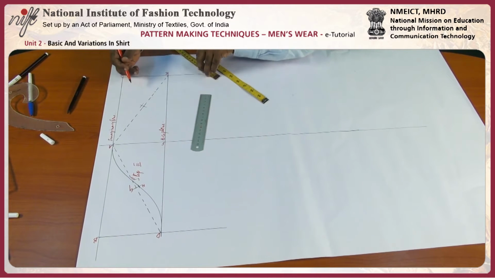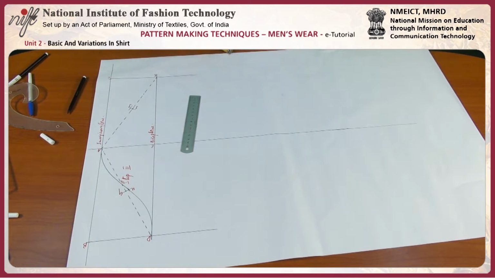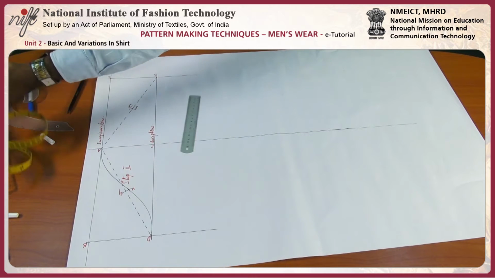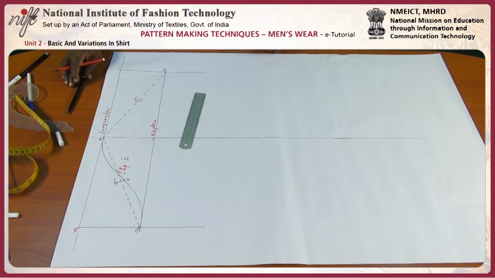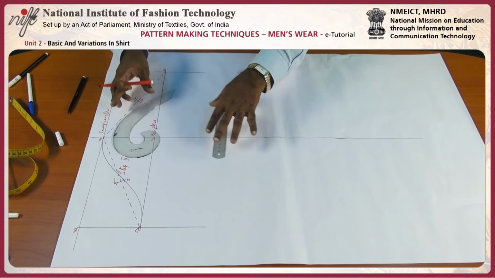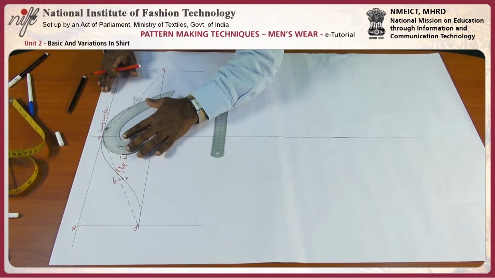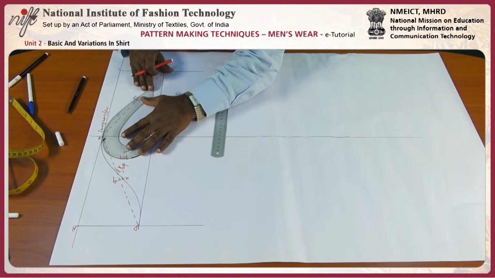This will be I and J. Draw the back armhole curve from A to J and J to E using the French curve as demonstrated. Need to place the French curve like this and align to point J.